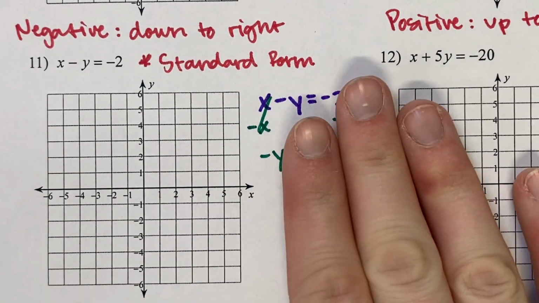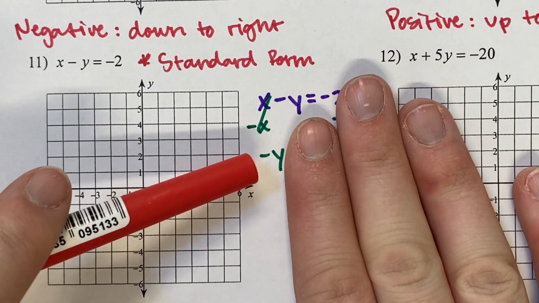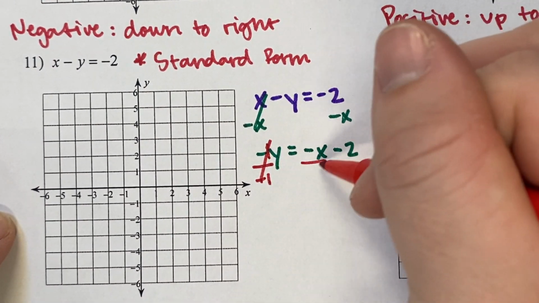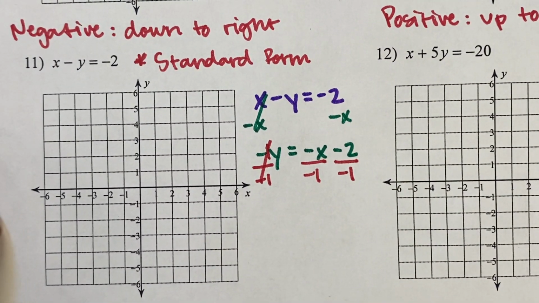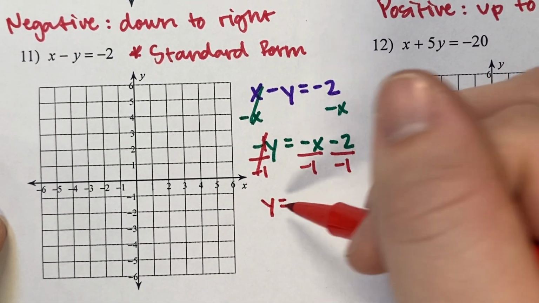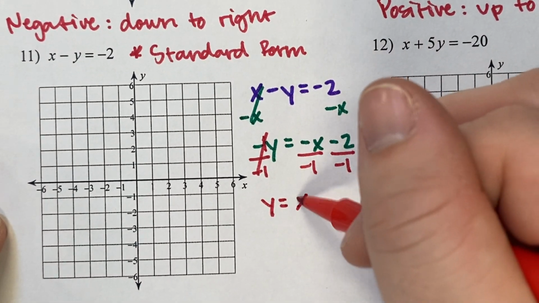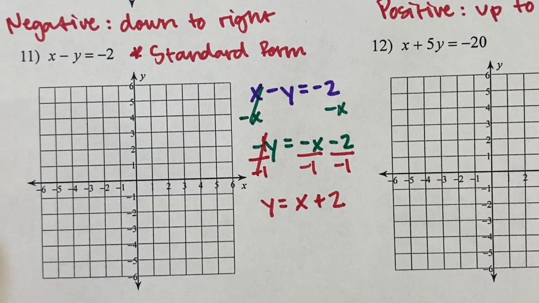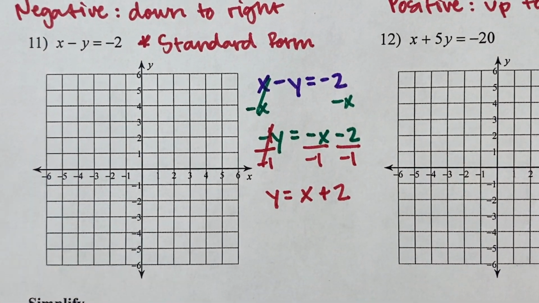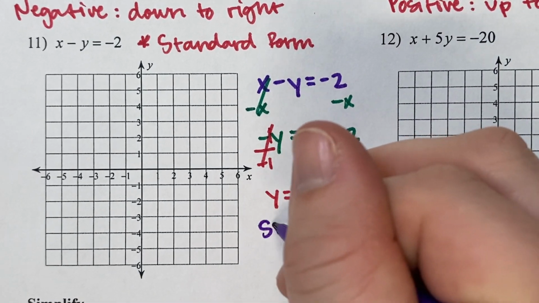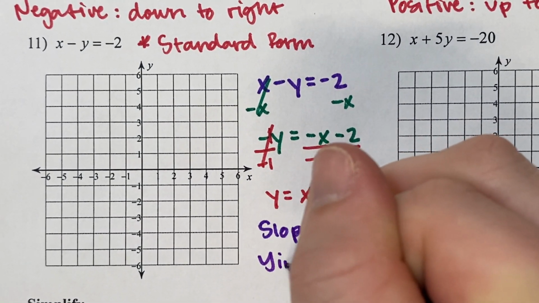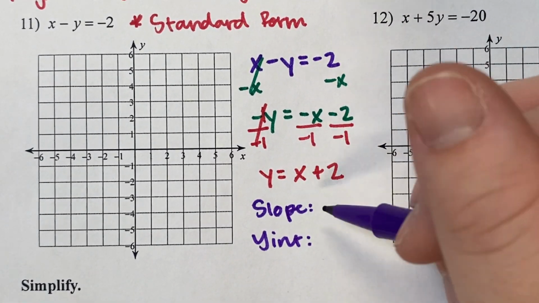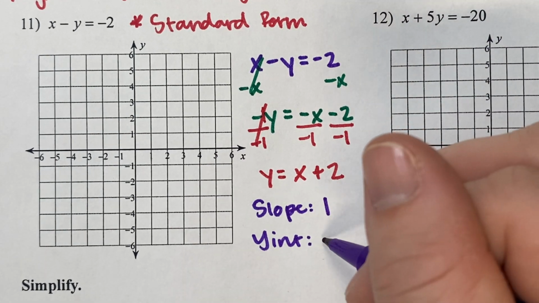And my last step, because my y is not all by itself, is do the opposite of times by negative 1, which is to divide by negative 1 to everything on that side. So now I have y is equal to negative x divided by negative 1, positive x. Negative 2 divided by negative 1, positive 2. Notice now he's in slope-intercept form. So I can easily identify my slope and my y-intercept now. Slope is in front of my x, which is going to be that invisible 1. Y-intercept's on the end, which is positive 2.